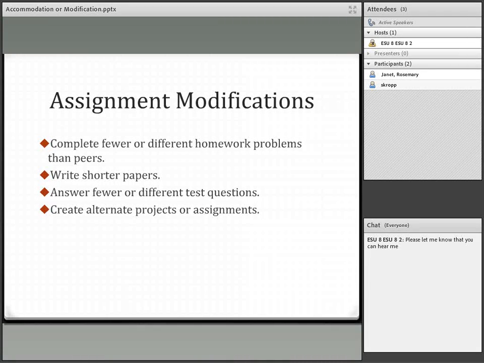There's also assignment modifications. So we could have students completing fewer or different homework problems than peers. We're having them write shorter papers. We're having them answer fewer or different test questions. Or we're creating total alternate projects or assignments for students. Those are all assignment modifications.